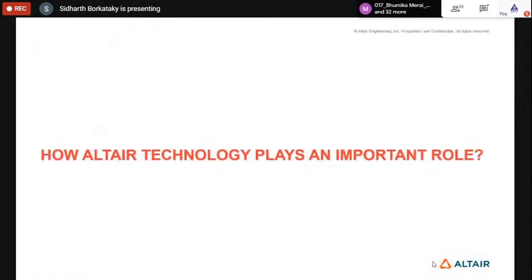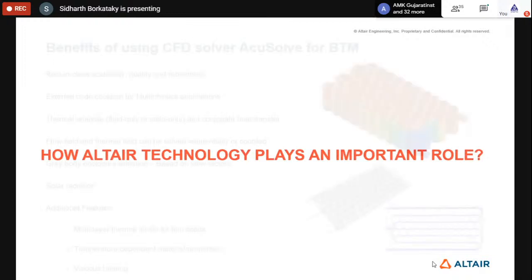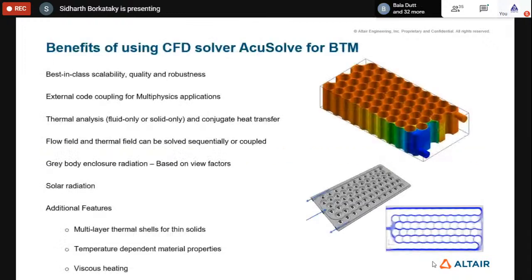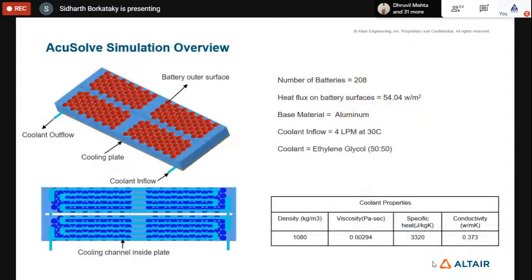In Altair, what we have done is take a standard research paper from the literature and a battery pack with challenging conditions, and our solver, AcuSolve, which is a very useful software based on finite element discretization techniques, has done remarkably great work. These are some of the features necessary for effective battery thermal management design.